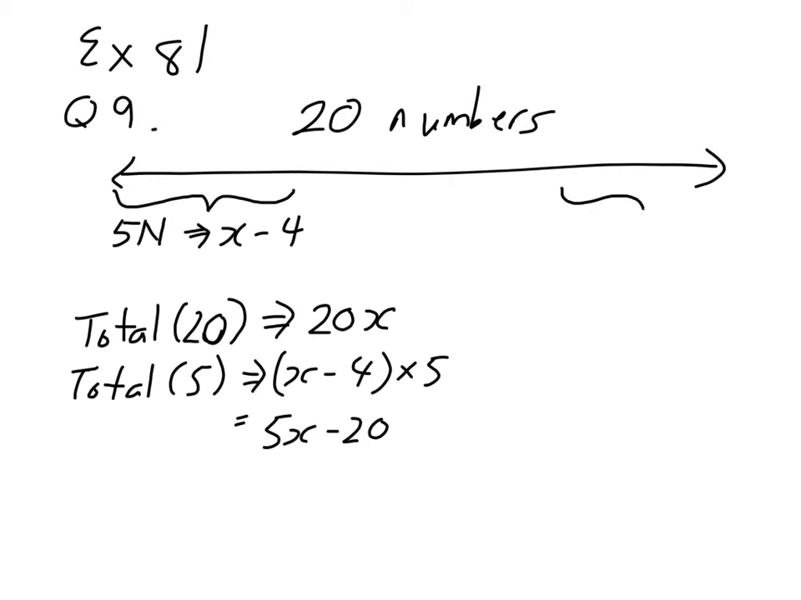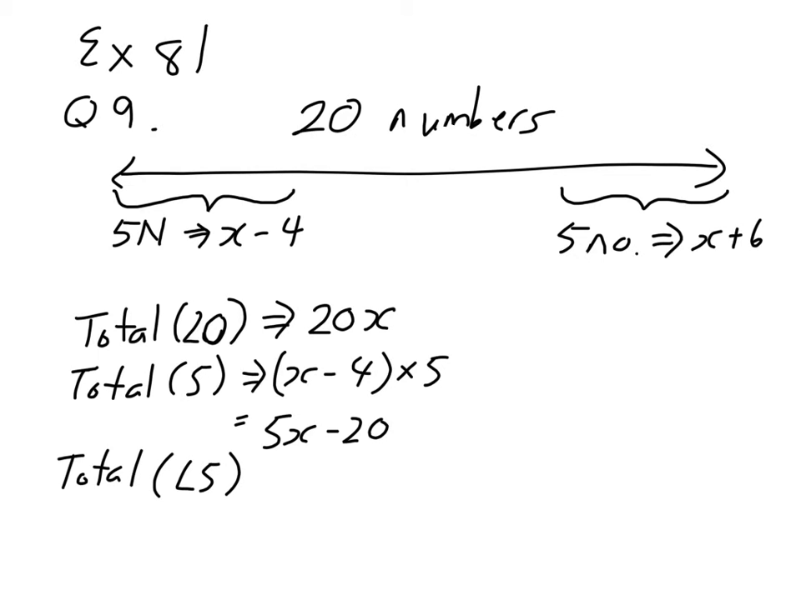Then how about the highest 5 numbers? Okay, the highest 5 numbers. I also have 5 numbers here. The mean is x plus 6. Okay, so the total of the last 5 numbers will be x plus 6 times 5. So 5x plus 30. Is that okay?